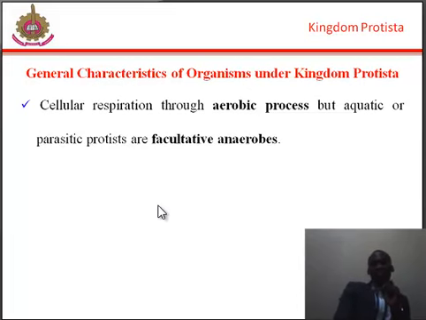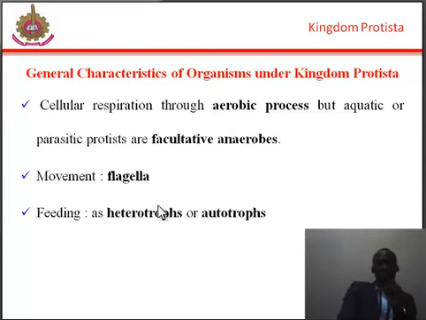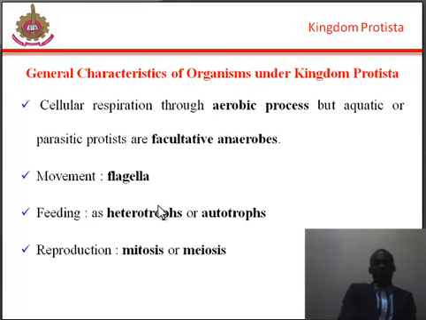Organisms under Kingdom Protista move with the help of flagella. Feeding by protists is through heterotrophic or autotrophic process. Heterotrophs are organisms that depend on other organisms for food, while autotrophs produce their foods by themselves. Protists can reproduce through a process called mitosis or meiosis.